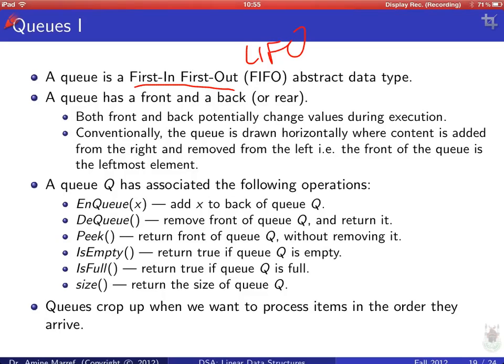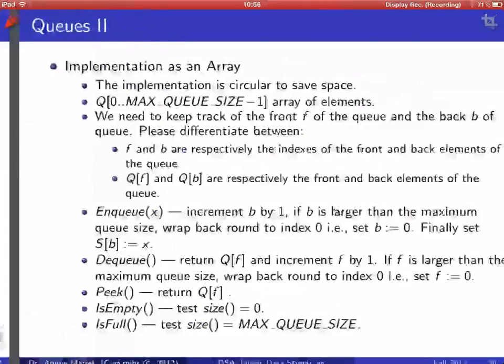Okay, what I said was F equals 0 and B equals 1 and Q of F equals A. I mean, A is just A. A is just an element.